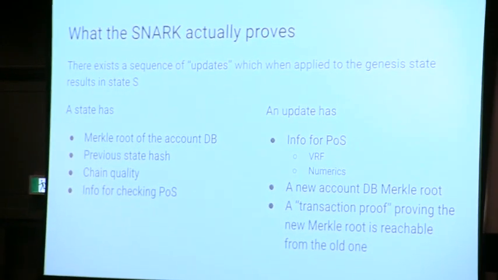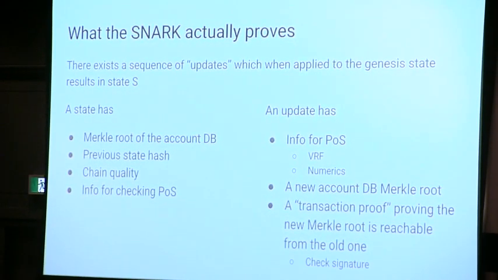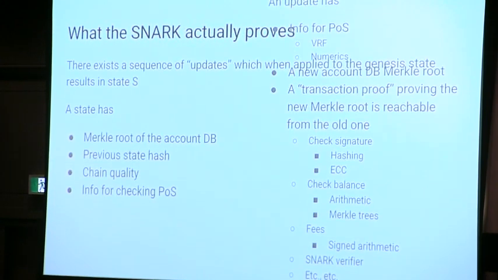OK, so what sort of computations do we have to do to make all this possible? We need to check a signature for each transaction inside of the snark. We need to do hashing, maybe some elliptic curve cryptography, and a whole bunch of other stuff. But then we need to check balance. That involves arithmetic. We need to do stuff with Merkle trees. If you want to work with fees, we do some kind of trick involving signed arithmetic. You need to put a snark verifier inside of a snark, et cetera, et cetera. The point is, it's kind of complicated.